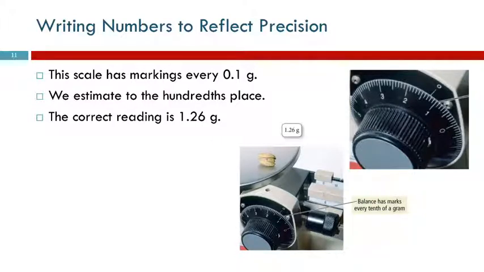We'll be practicing this in lab, but this is a really important skill. The way you know how many digits to put is you look at what the smallest markings on this measuring device represent. Here, the smallest markings represent 0.1 gram. That means I'm going to estimate the next decimal place. This is the tenths place, so I'm going to estimate in the hundredths. So I've got 1.2, those are the certain digits. The 6 is the uncertain digit. Any questions?